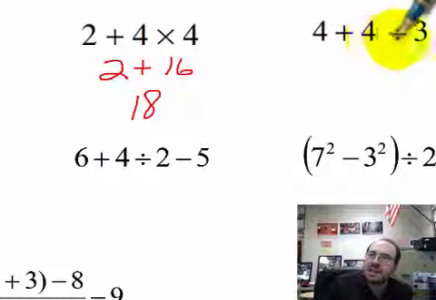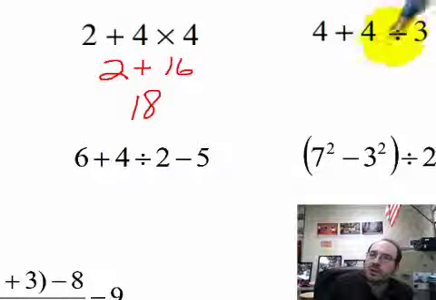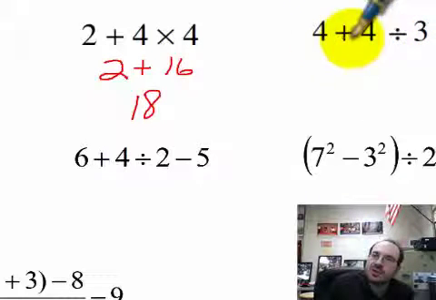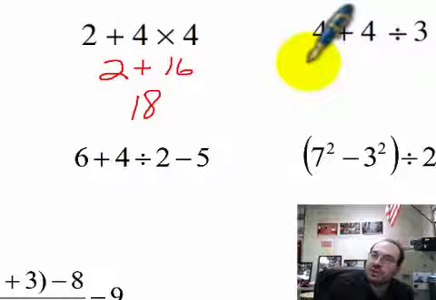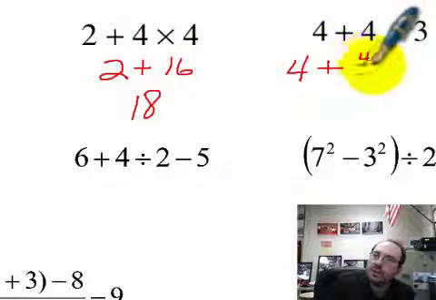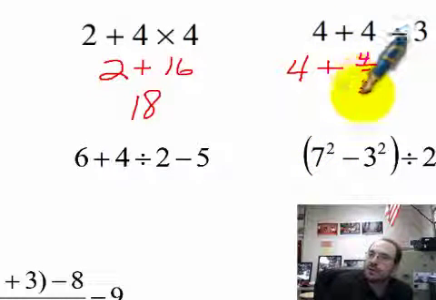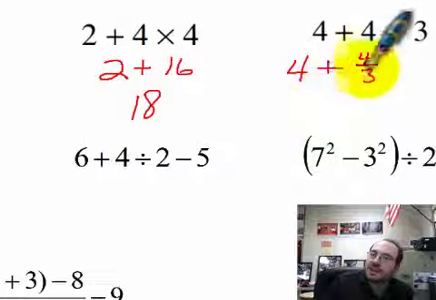Here is kind of an icky one. I have 4 plus 4 divided by 3, and as much as I hate to say it, I have to do the division first. So I get 4 plus and then 4 over 3. Okay, so that's 4 1/3. Or you could also write that as 1 1/3.